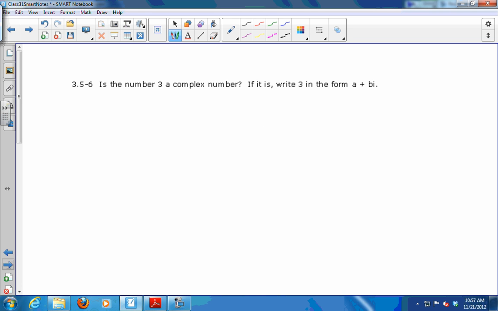So is the number 3 a complex number? Yes. Write it in the form a plus bi. How do I write 3 as a plus bi? Something plus something i. You got it. 3 plus 0i. So the regular old number 3 is complex. Now, everybody, just black out this whole line. Don't read this.